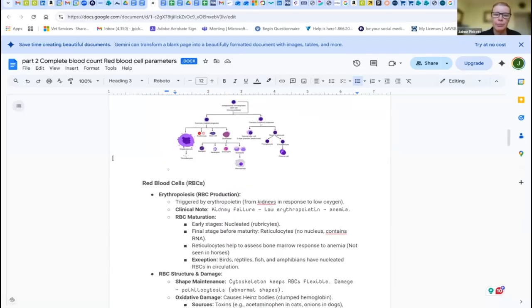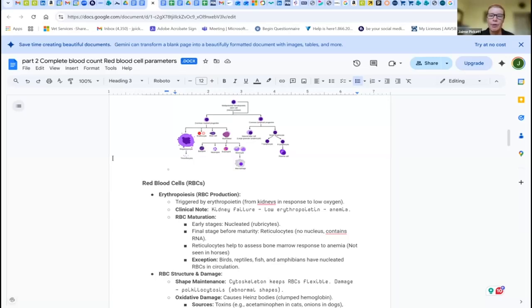So, how are red blood cells made? Red blood cell production is driven by erythropoietin, which is produced by the kidneys in response to low oxygen. That's why kidney disease often leads to anemia. Without erythropoietin, the bone marrow simply doesn't get the signal to make red blood cells.